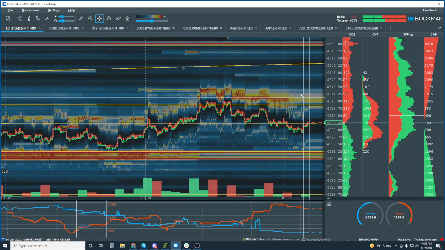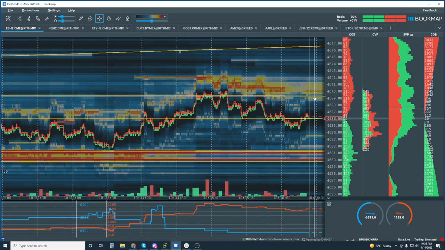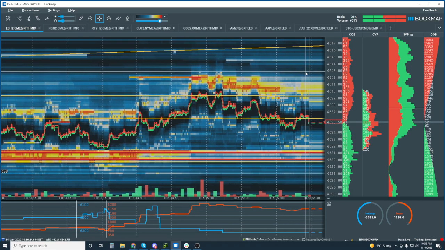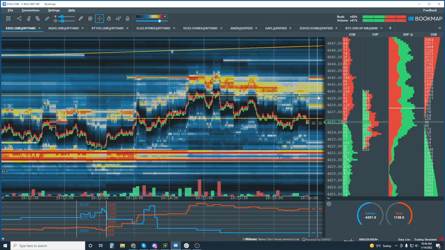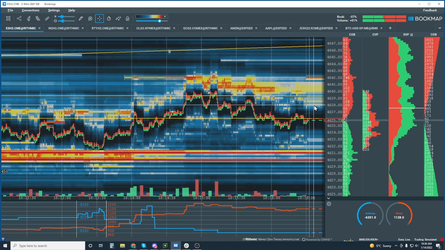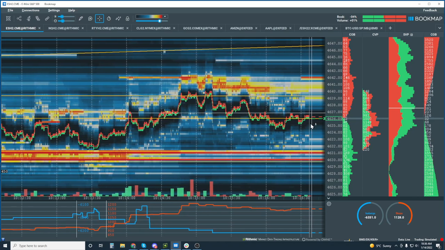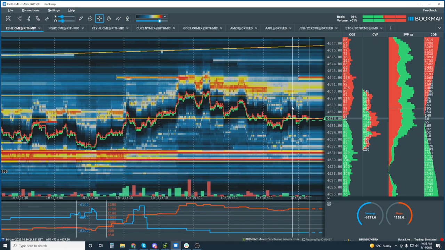Okay, now we're going to look at some nuances in here as well. When does that heat map start to give us some more insight? Okay, here they come. A little bit on the offer here. What's the reaction? They pulled, and they're adding on the bid. So this is back and forth in here right now.